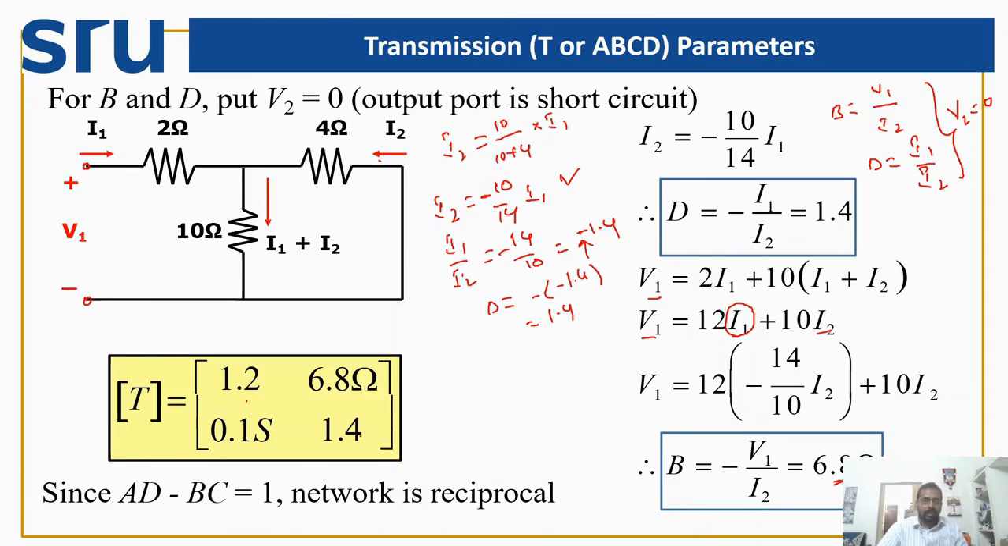So we need to check whether our circuit is symmetrical or not. What is the condition? Whenever A equals D, we are going to say it's symmetrical. If you observe here, we have A as 1.2 and D as 1.4. These are not equal, so it's not symmetrical. However, if you take the determinant of this particular matrix, we are going to get 1. So we can say that my network is a reciprocal circuit.